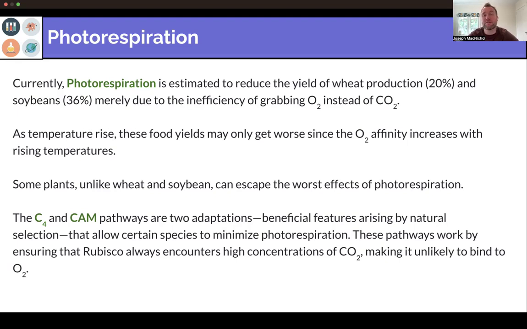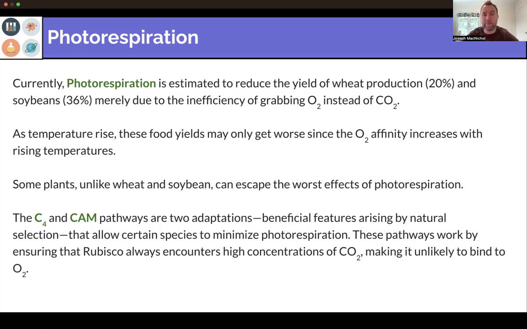Now, temperature affects this, right? As you increase temperature, you increase Rubisco's affinity for oxygen, which is a problem, because as we have rising temperatures of our environment, that's just going to cause basically our food production yield to go down, because it's going to cause this enzyme to have more of the photorespiration process that we don't want and less of the photosynthesis process that we do want.